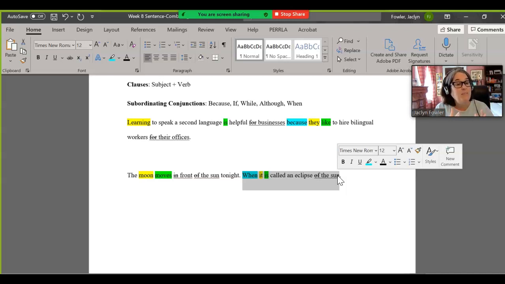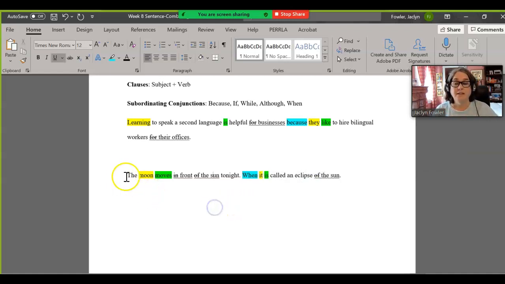It requires an independent clause to make it a complete thought. And the independent clause is at the beginning. It's introductory. So to combine them, we just take out the period. This is not a proper noun, so we make it a small w. And there it is. There's no punctuation between the independent and dependent clauses when the dependent clause comes at the end. So here it is at the end of the sentence, and the introduction is at the beginning of the sentence. The moon moves in front of the sun tonight when it is called an eclipse of the sun. Okay, so there's no punctuation when the dependent clause comes at the end of the sentence.